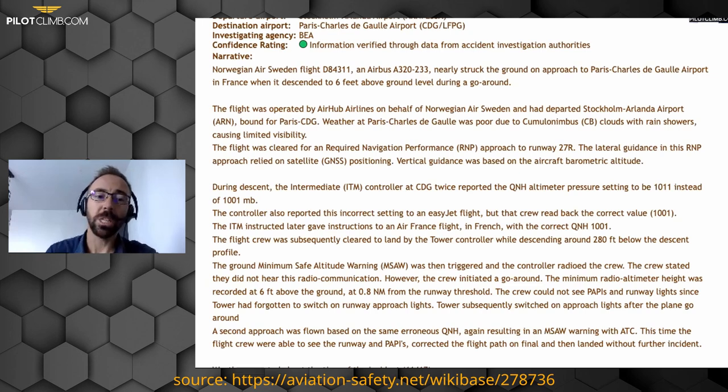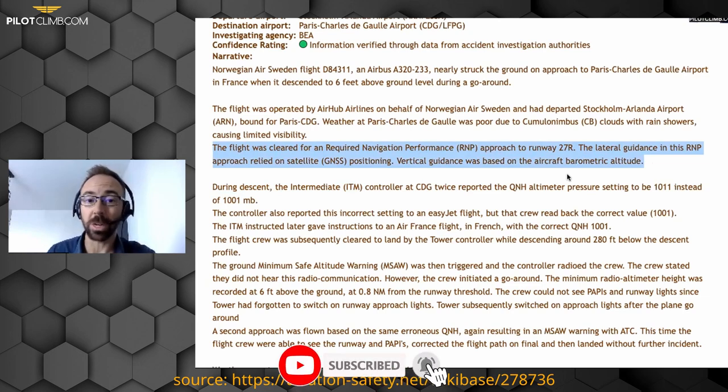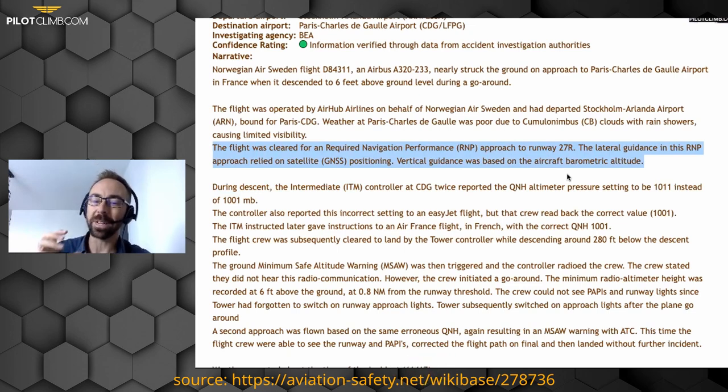Okay, that's really irrelevant. What is important to understand, guys, is that the flight was cleared for an RNP approach to runway 27 right. The lateral guidance in this RNP approach relied on the satellite, so on GNSS positioning. However, guys, and this is crucial, the vertical guidance was based on aircraft barometric altitude. That is what is important to understand, because an ILS is based on the glide slope, so it is a fixed path, and it doesn't care if your QNH is wrong. Once you are on this glide slope, it just tells you that you are on the correct path. However, on a non-precision approach, like in this case the RNP approach, the vertical guidance was based on aircraft barometric altitude. So if you have the wrong information with your altimeter, you're going to fly the wrong vertical path, okay?